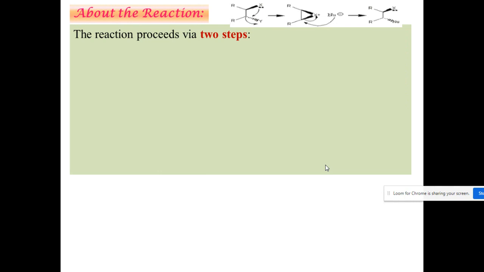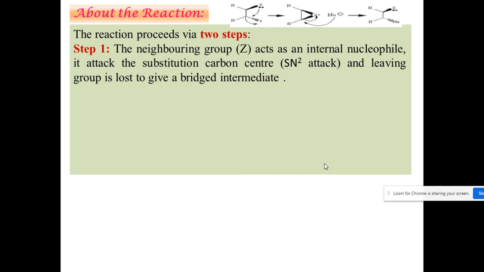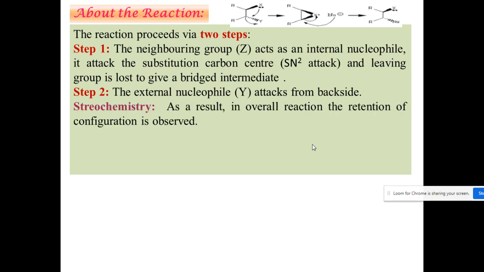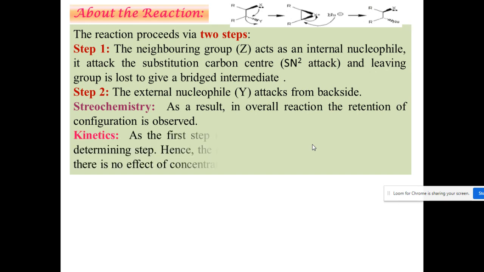Now about the reaction, we should know what happens during the reaction. The reaction proceeds via two steps. Step 1, the neighboring group acts as an internal nucleophile. It attacks the substitution carbon center, that is an SN2 attack, and the leaving group is lost to give a bridged intermediate. And step 2, the external nucleophile attacks from the backside. And what will be the stereochemistry of the reaction? As a result, in the overall reaction, retention of configuration is observed.